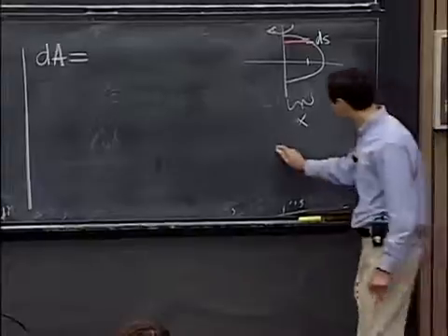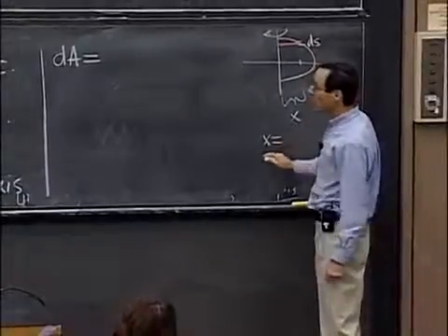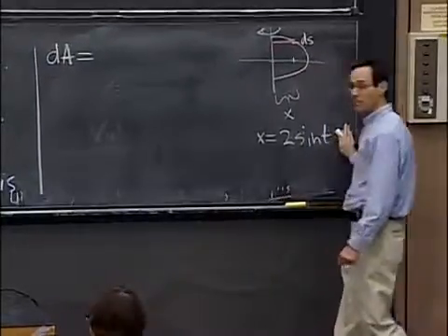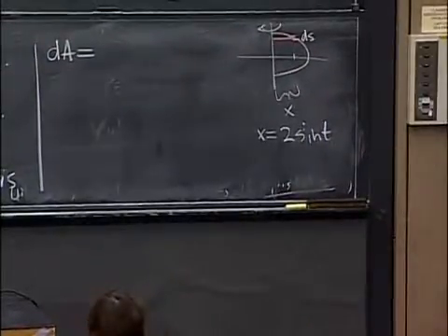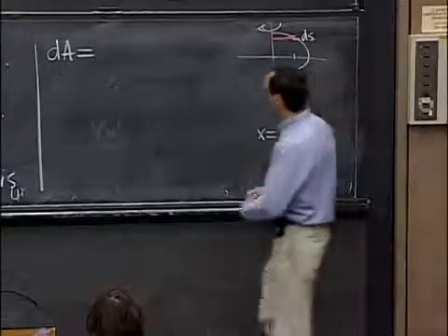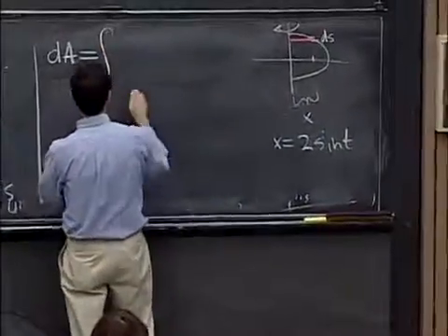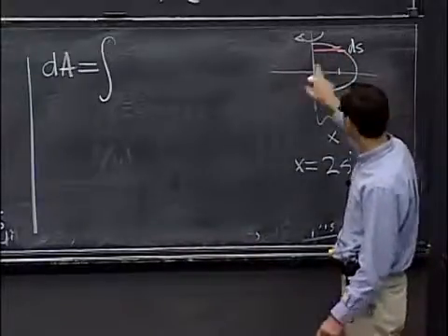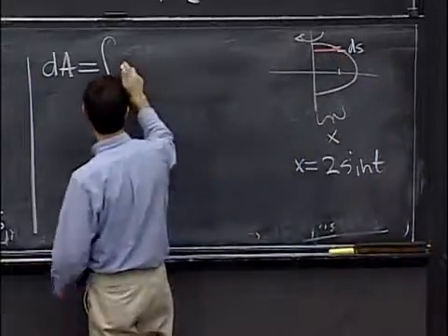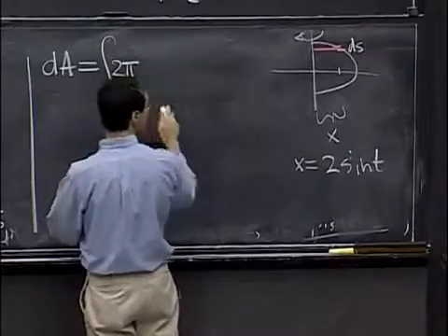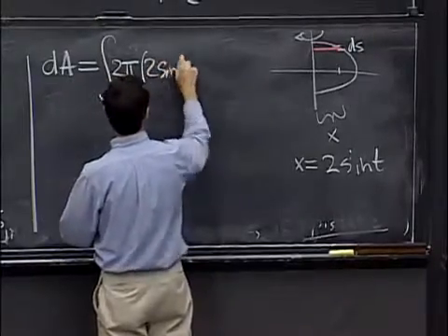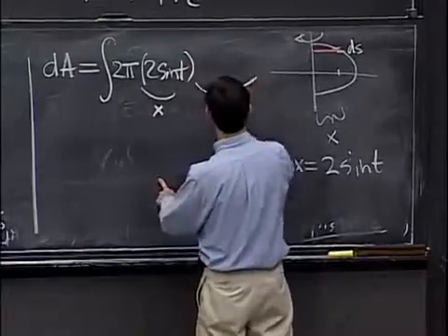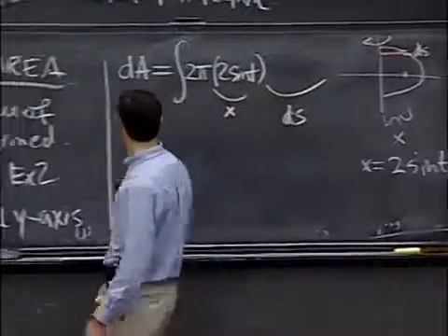And it even has a formula. Its formula is 2 sine t in terms of t. So the full formula for the integral here is, I have to take the circumference when I spin this thing around and this little arc length element. So I have here 2 pi times 2 sine t. That's the x variable here. And then I have here ds, which is kind of a mess.